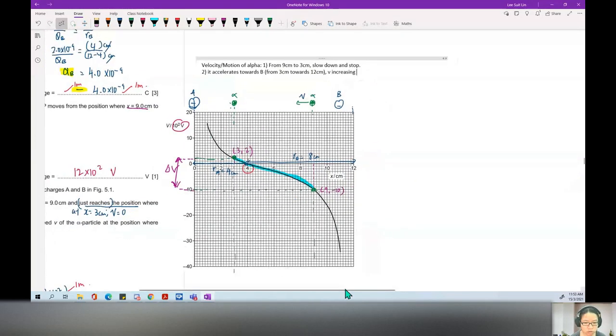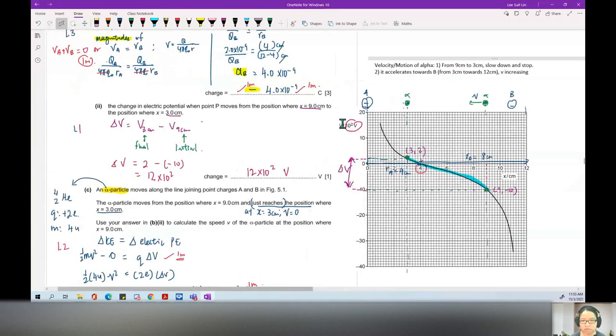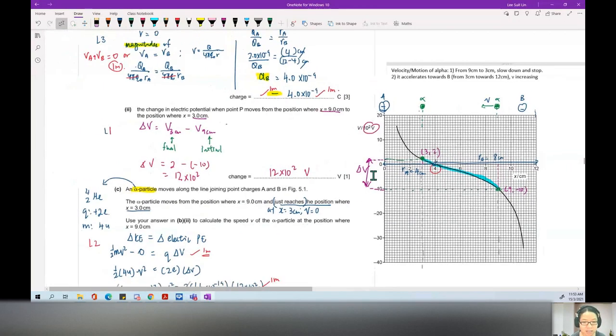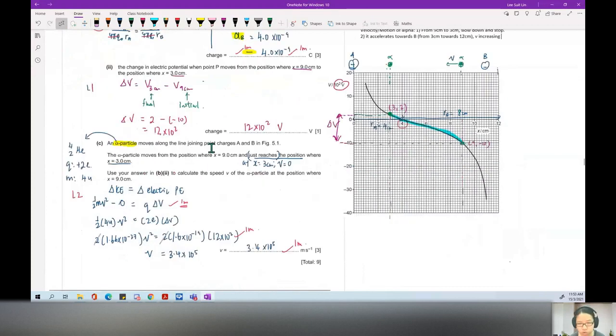Okay, so that's the question. Make sure you go and dig out more questions that involve this kind of two-point charges and take some time to think. There are other different types of shapes. There are only two shapes, so make sure you are familiar with the other shape as well. That's it for this one.